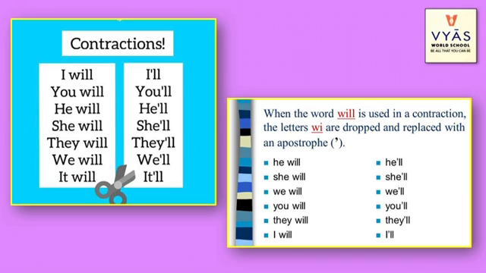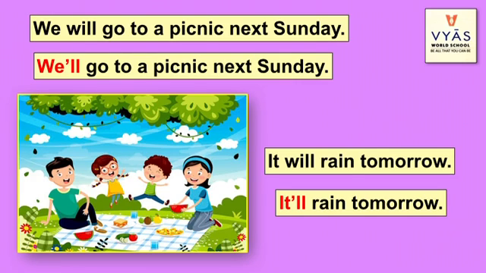In all these cases where the word will is used in a contraction, I'm repeating this rule again, please listen to me carefully. When the word will is used in a contraction, the letters wi are dropped and replaced with an apostrophe. So the first word remains the same, and in place of wi we put an apostrophe, and double L will come at the end.